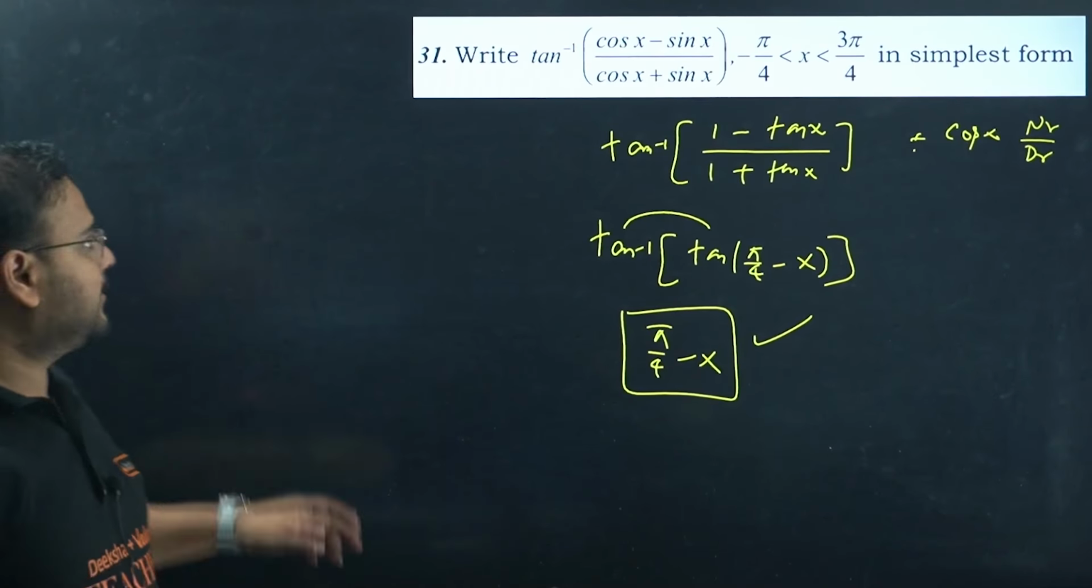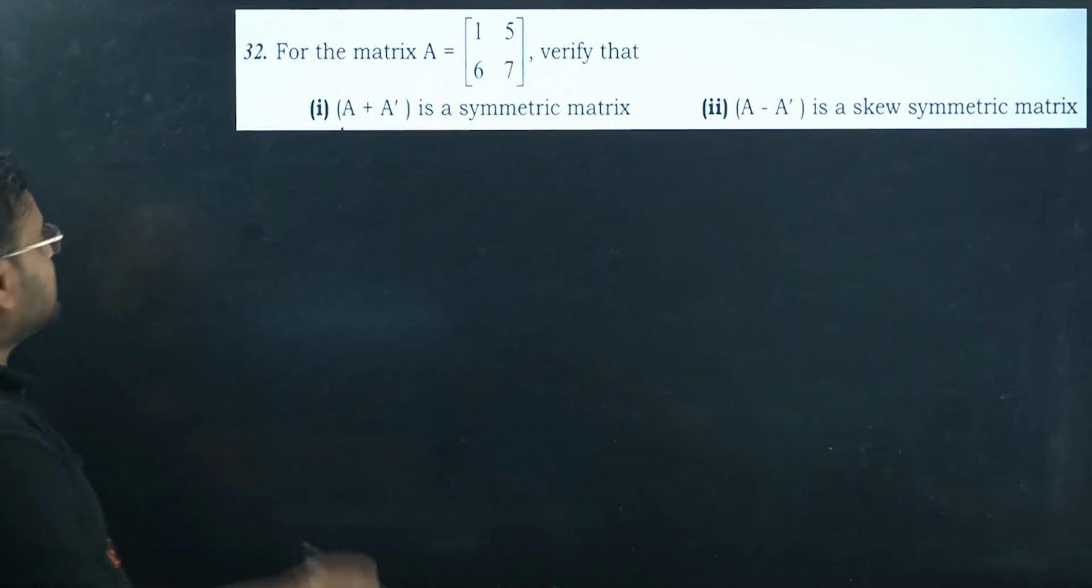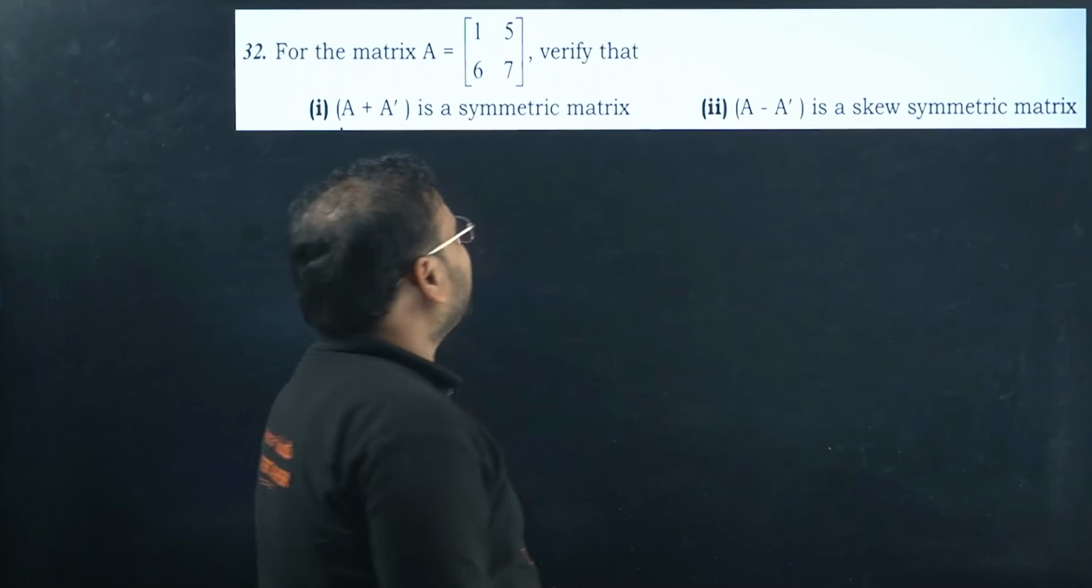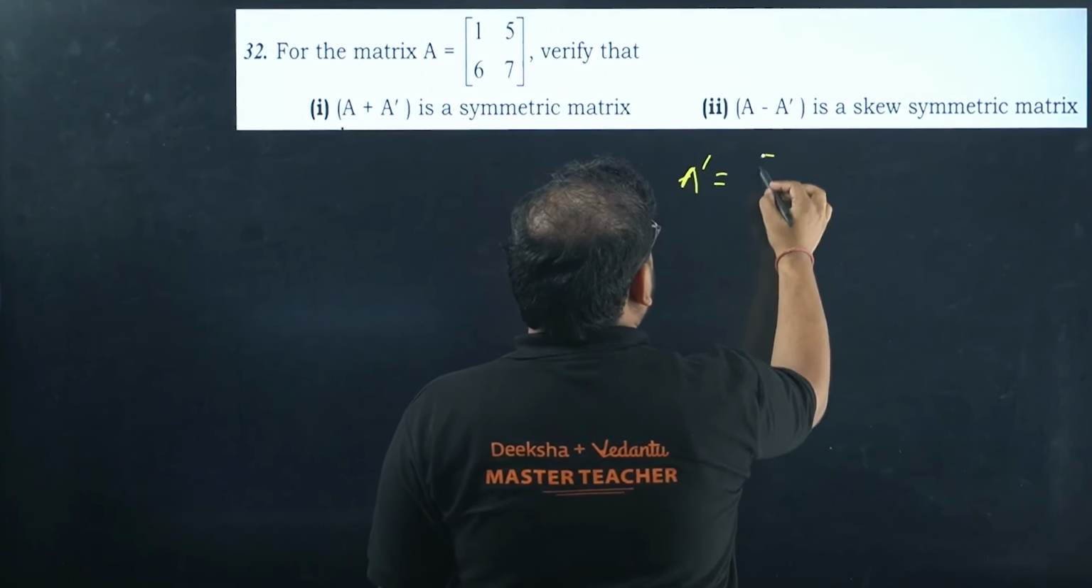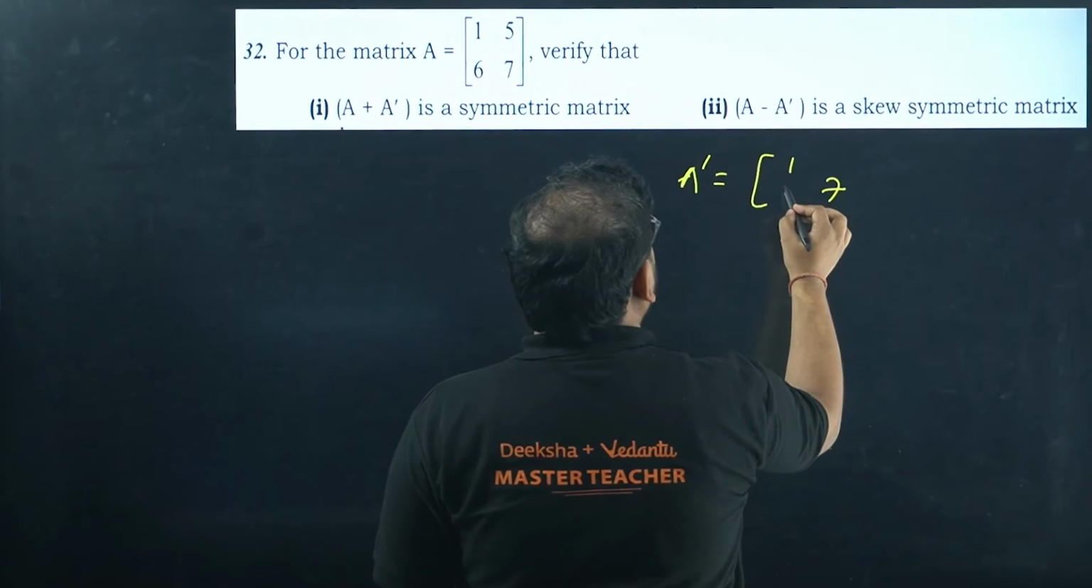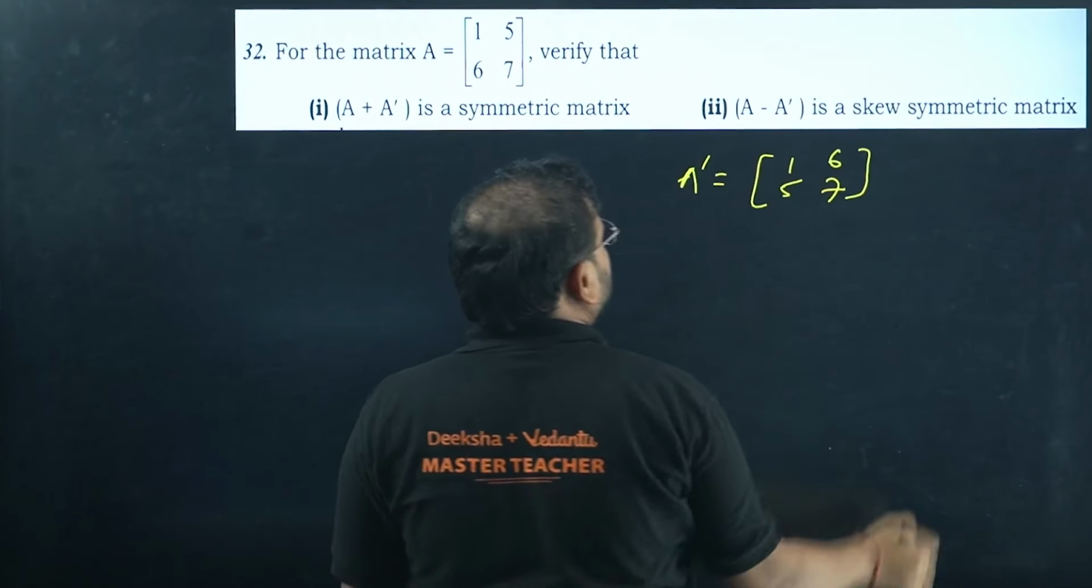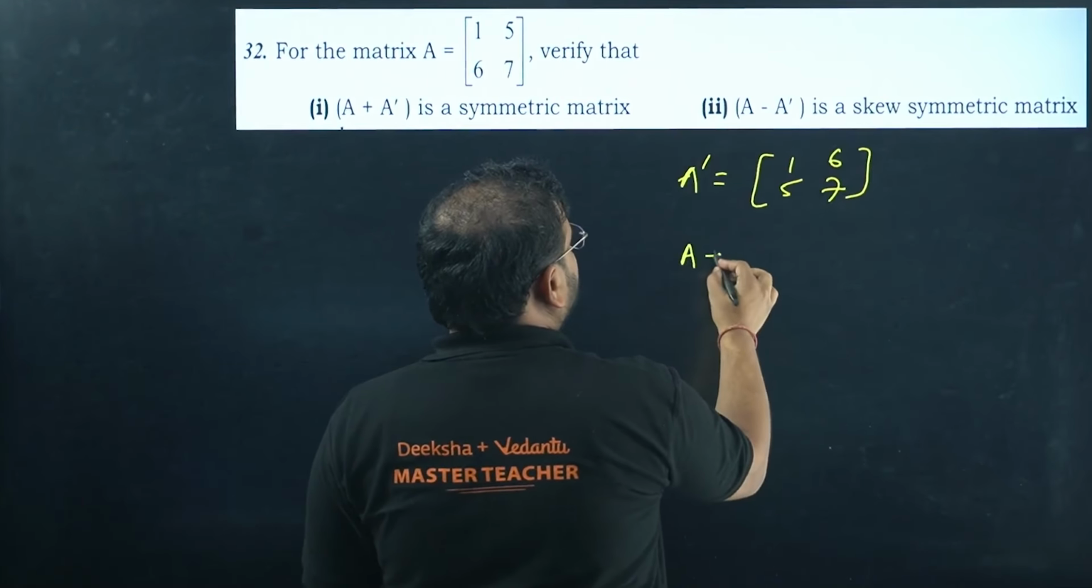31 is done. For the matrix A given like this, we are looking to verify symmetric and skew symmetric. Find A dash. We'll get here 1, 7, 5, 6. Now look for A plus A dash first.